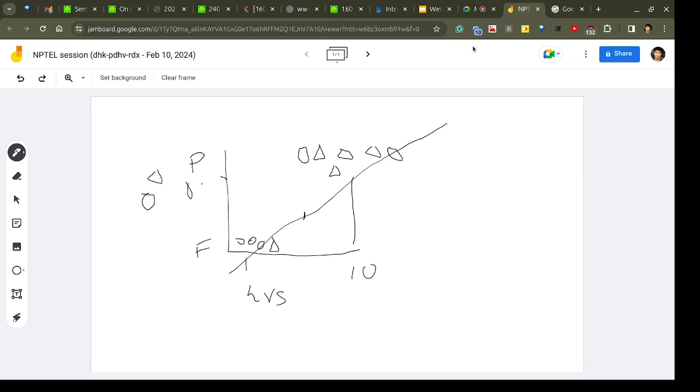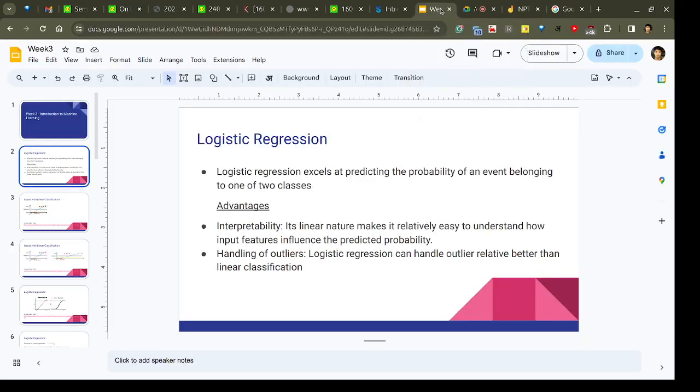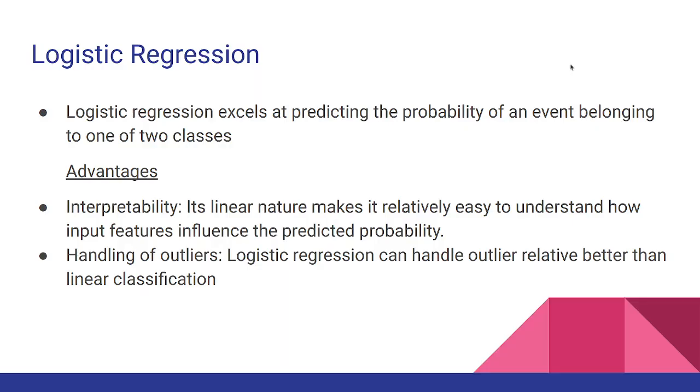Yes, sir. Okay, so I'll move on to logistic regression. In logistic regression, we basically try to predict the probability of an event, and we can apply the same here, like the pass-fail thing. So what is the problem with linear regression, and why do we need logistic regression? There are many reasons. The main two reasons are interpretability.